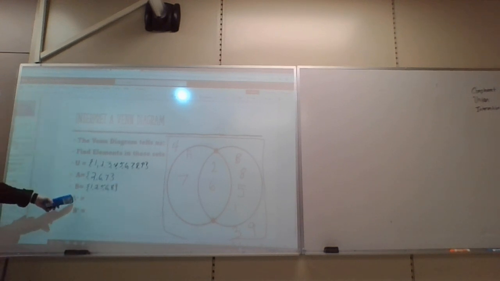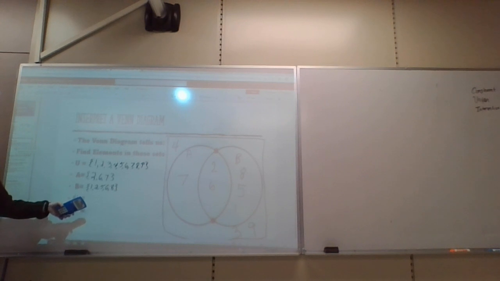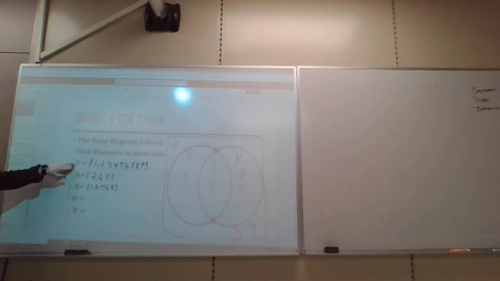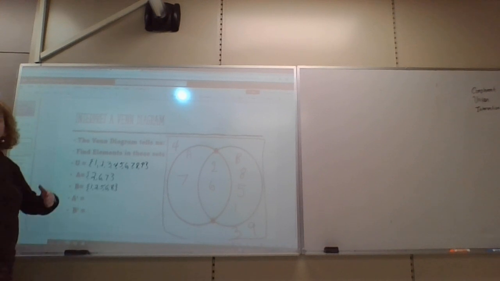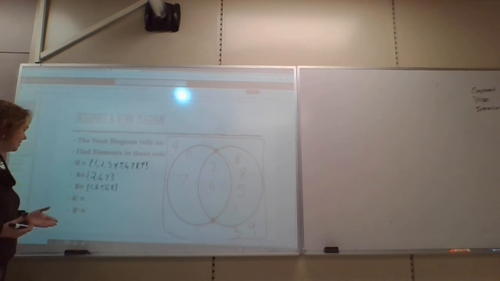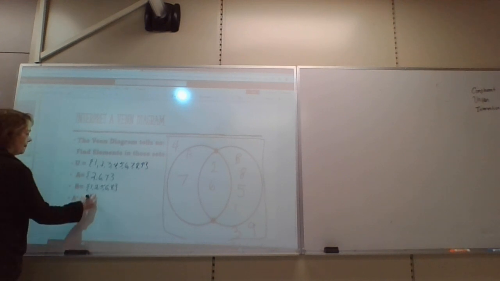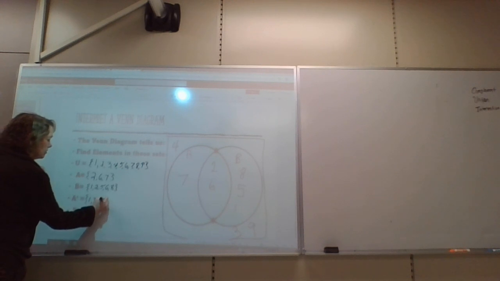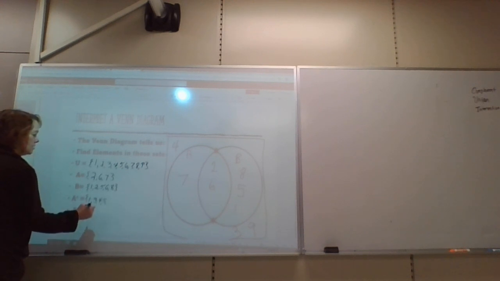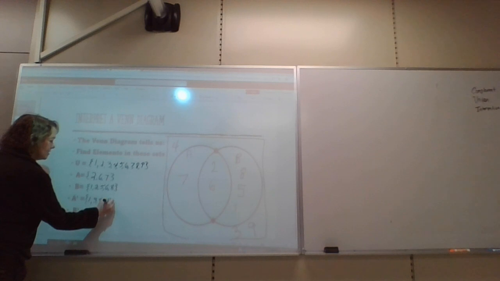Okay, now we're going to find out what A complement is. Since we already found out what A is, we just look at what's in the universe that's not in A. Have you noticed that I'm using the definitions like I said? So what is in A complement? 1, 3, 4, 5, 8, and 9.